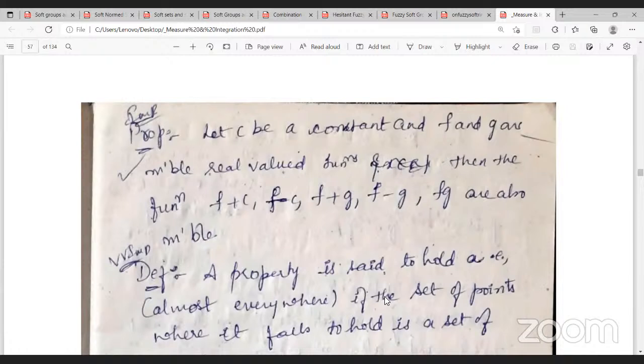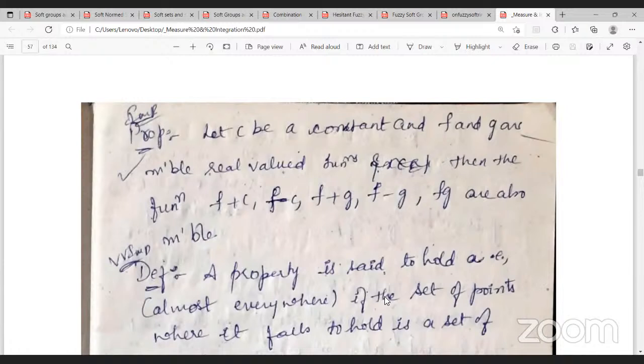Let f and g be real valued measurable functions, both defined on the same measurable set E, and C be a real number. Then f plus g, addition of, so C is any constant, adding any constant to the measurable function. F plus C is also measurable, and multiplying by C is also measurable. F plus G is also measurable. Addition of two measurable functions is measurable. A constant multiple of any measurable function is measurable, and addition of any constant to a measurable function is measurable, and addition, subtraction and product are also measurable, and f square is also measurable. Clear? Yes, sir.